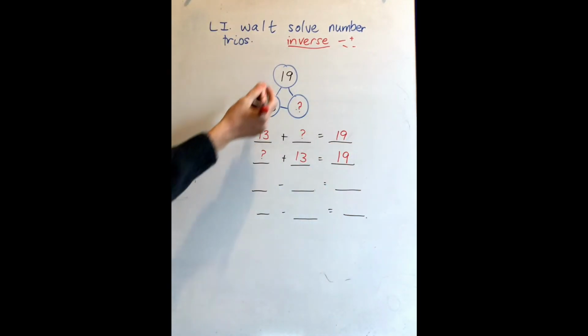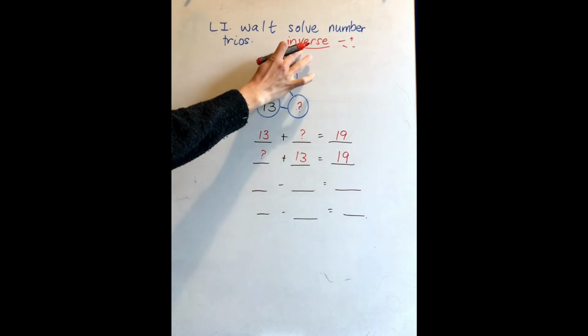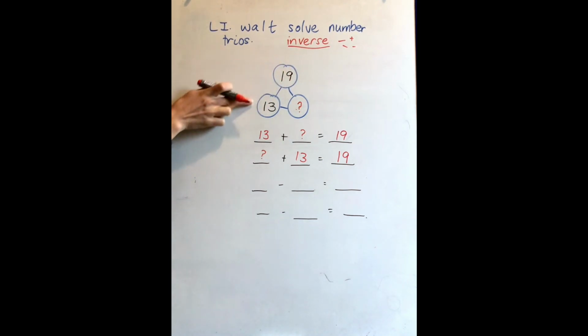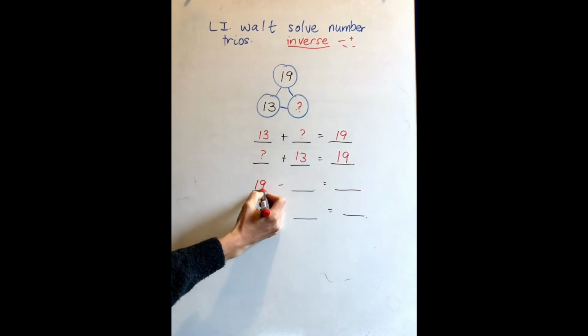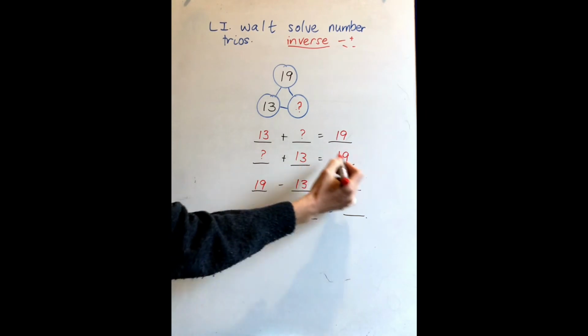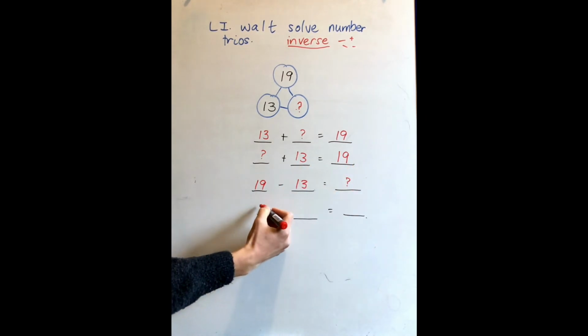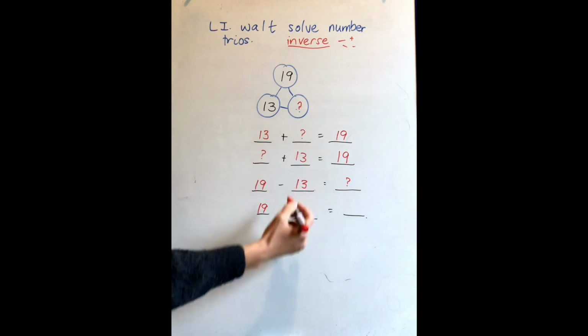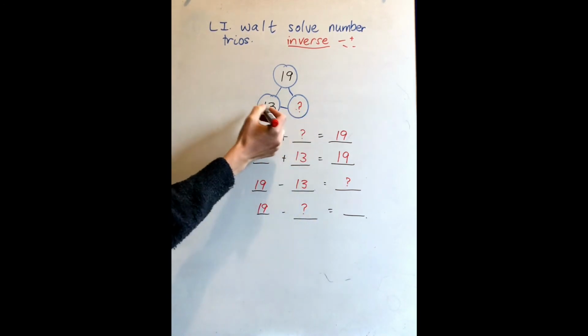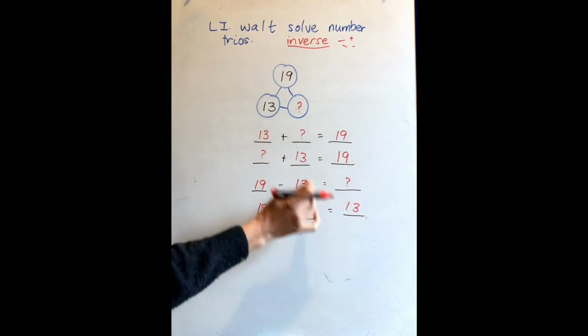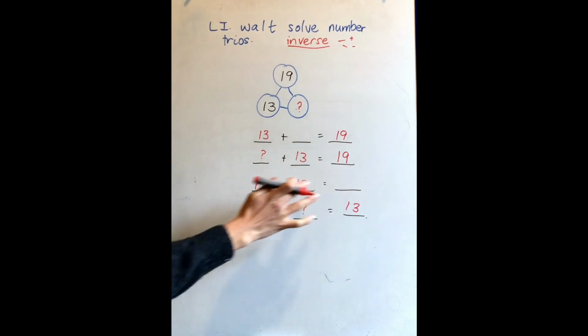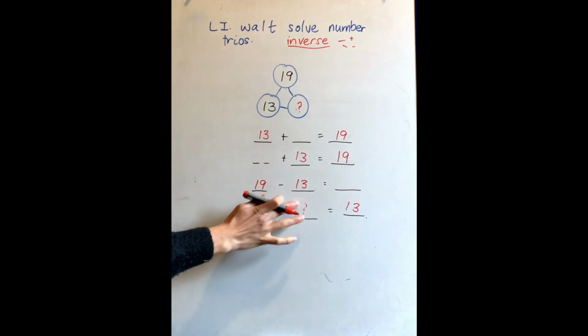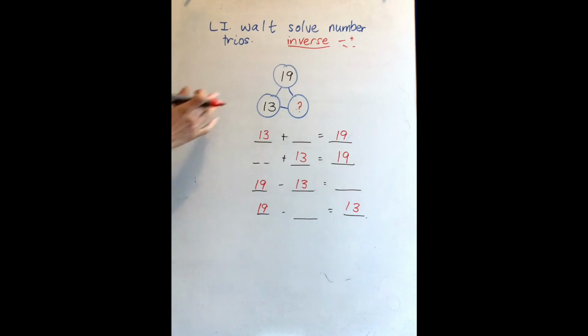Or we could work it out using the inverse, using subtraction. We could work out that 19 take away 13 is equal to this mystery number. Or that 19 take away the mystery number is equal to 13. Now, we'll just rub all these out. They're all going to be the same number because in our number trio we have our 4 number sentences.